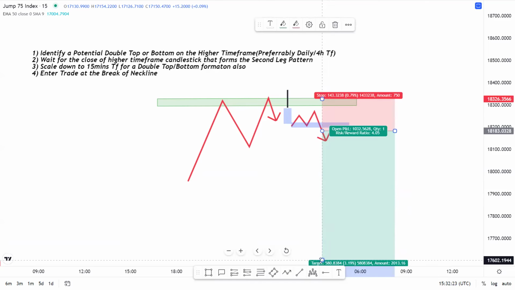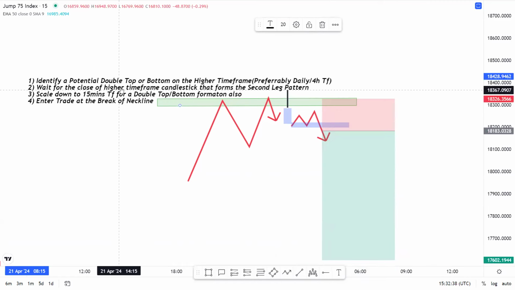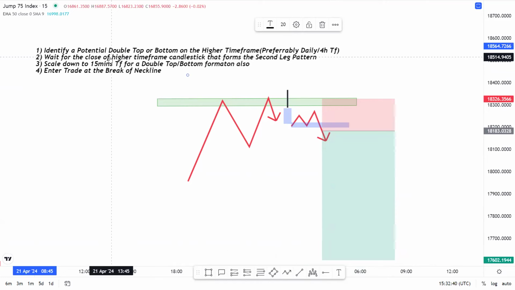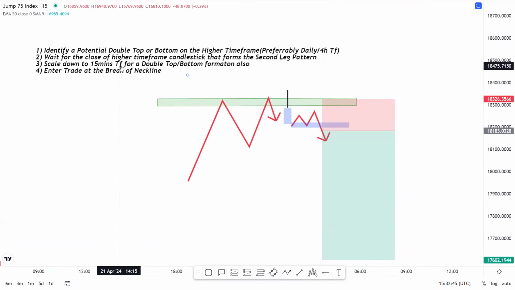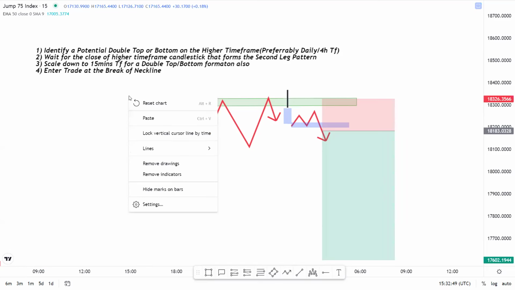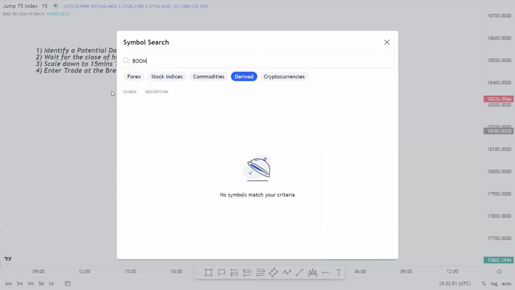Now, I won't be going into details on that as I want to keep this video quite short and very straight to the strategy. So now let's go into a typical chart example of this. Now, some days back, I caught a nice move on the BOOM 500 index using this very strategy.